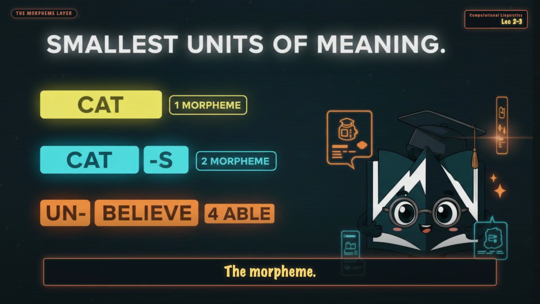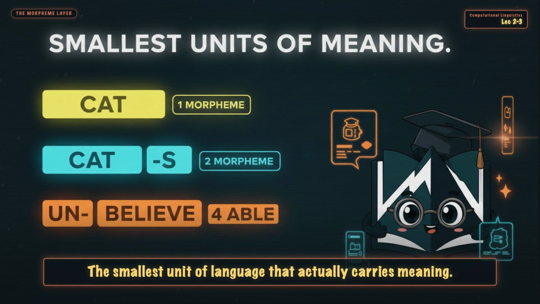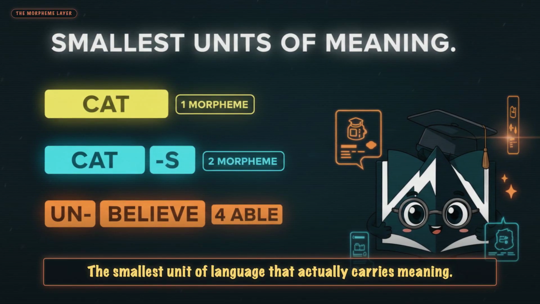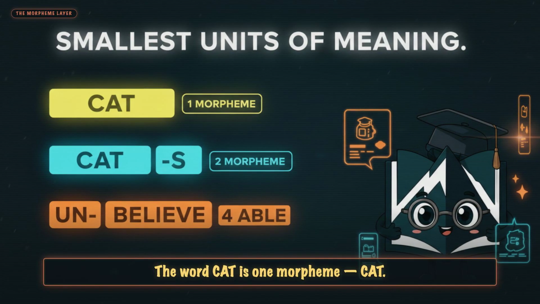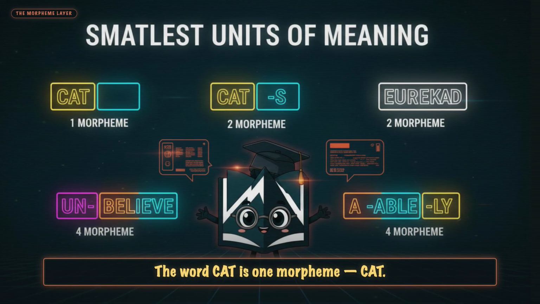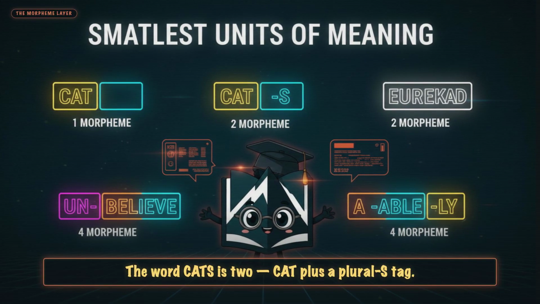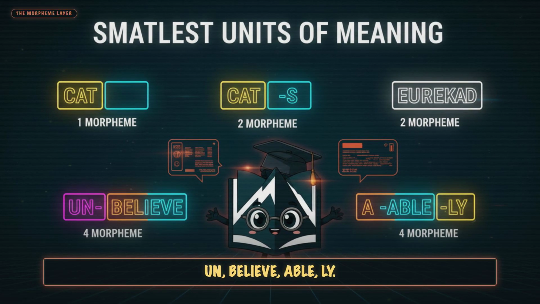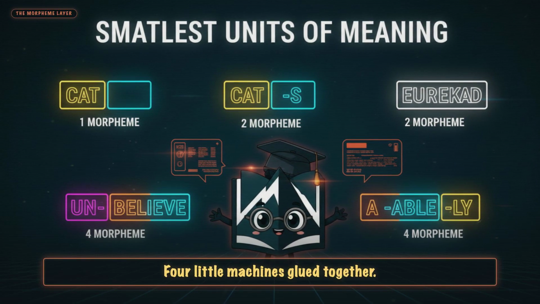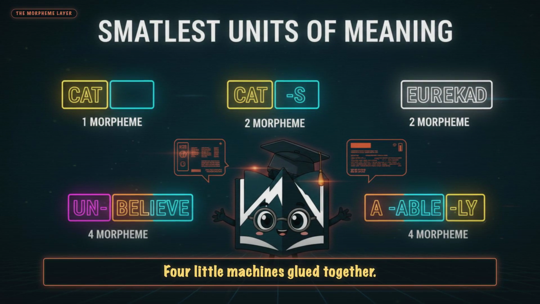Beat 1, the morpheme, the smallest unit of language that actually carries meaning, smaller than a word, bigger than a phoneme. The word cat is 1 morpheme, cat. The word cats is 2, cat plus a plural s tag. The word unbelievably is 4: un, believe, able, ly. 4 little machines glued together.